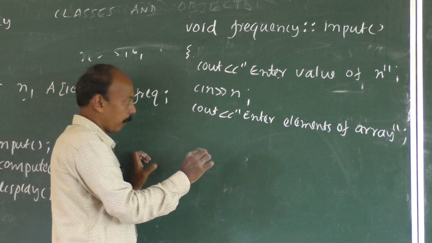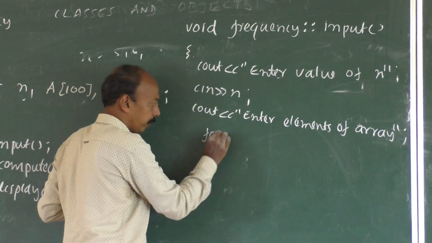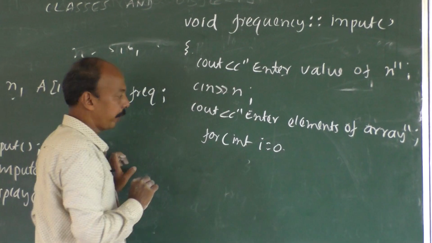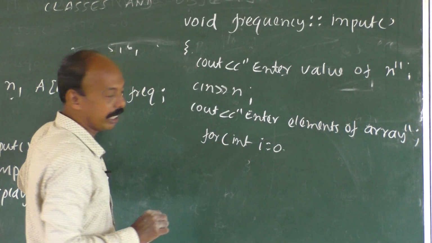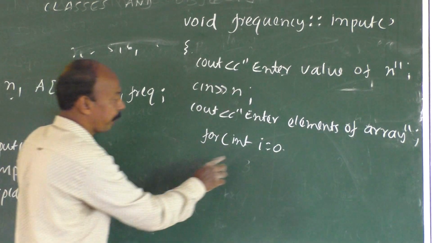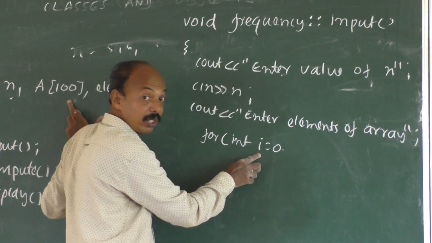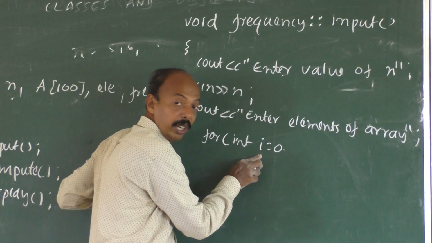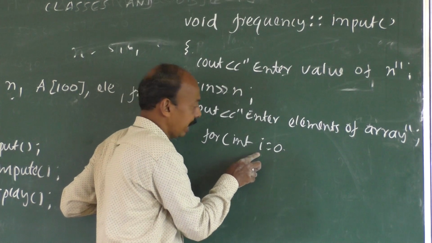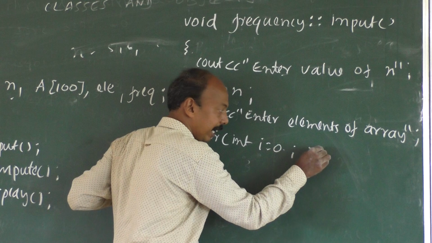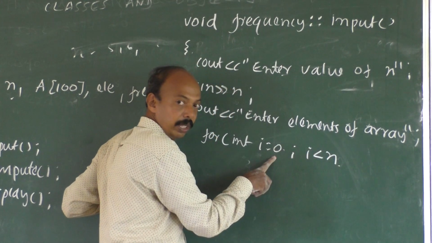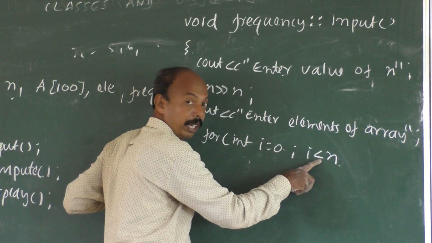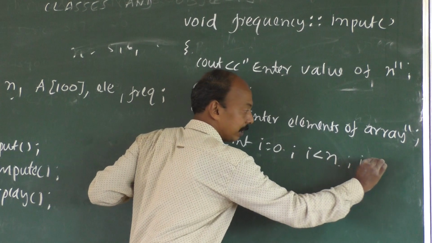Since it is an array, what we need to write? For int i is equal to 0. We have not declared this i here under private because this is the way of writing the program, because i is not the data variable of the object. i is just used for the loop, for the iteration. That's why i is equal to 0, i less than n, starting from 0 till n minus 1. That's why i less than n. It's not less than or equal, less than n, i plus plus.